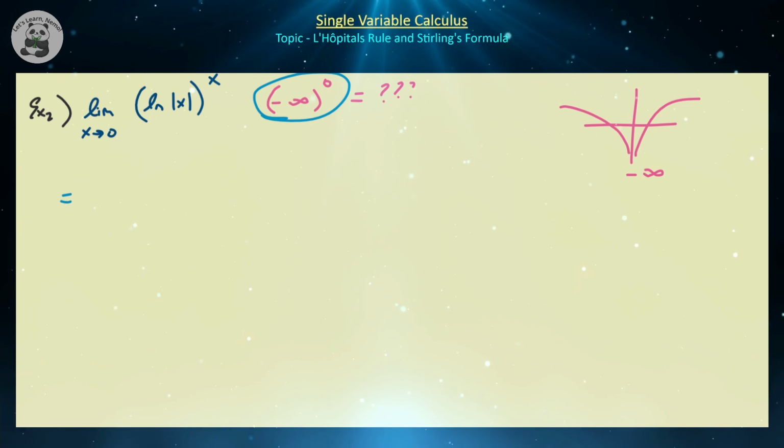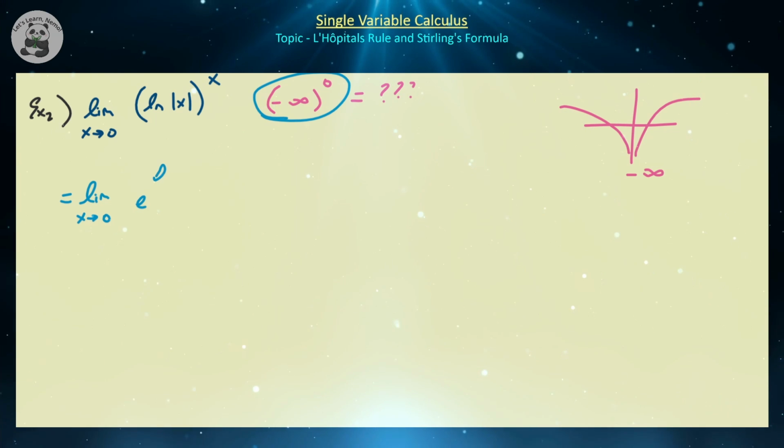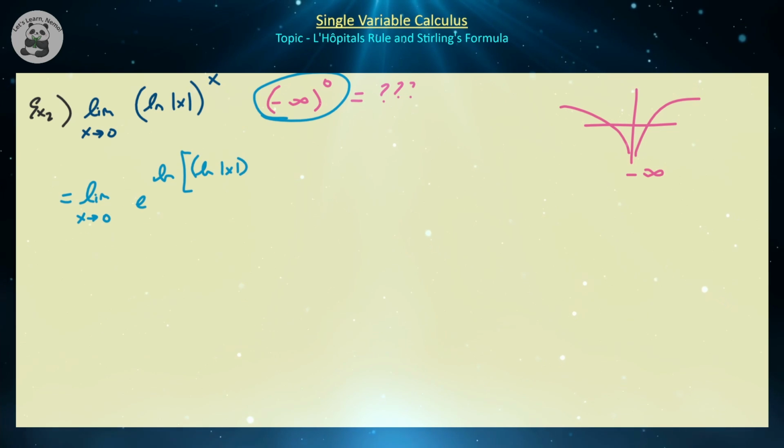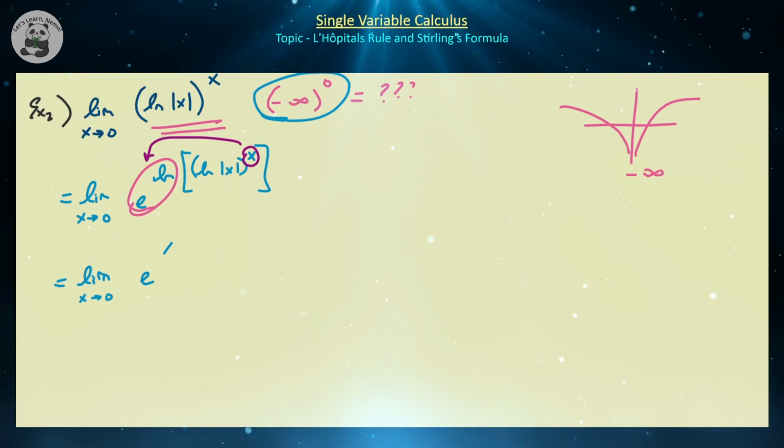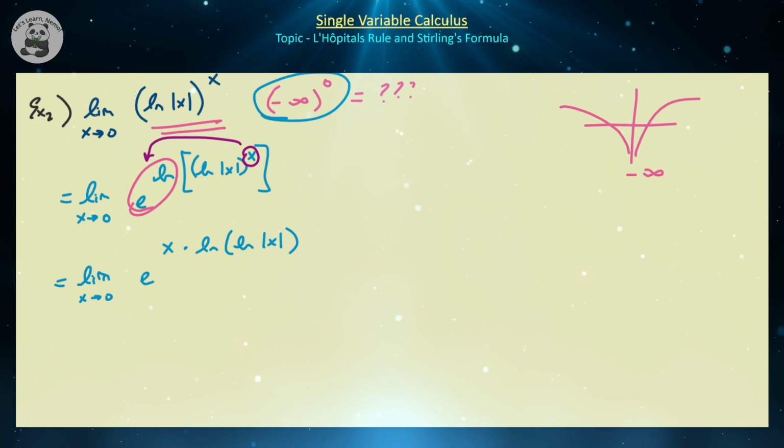So what I'm going to do is begin by taking the limit as x approaches 0, and then I'm going to natural log that expression. So I'm going to have the natural log of the absolute value of x all raised to the power of x, and I'm going to bring that x down in front of that natural log. And in case you're not sure why this works, e and natural log cancel each other out, so you're just left with the function that we started with. So that's going to give us the limit as x approaches 0 of e to the x times the natural log of the absolute value of x. So that's our function that we have here.